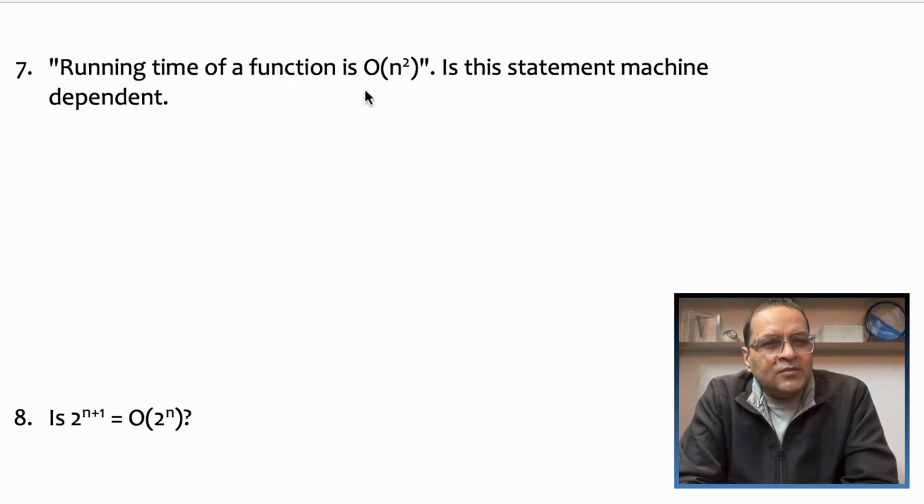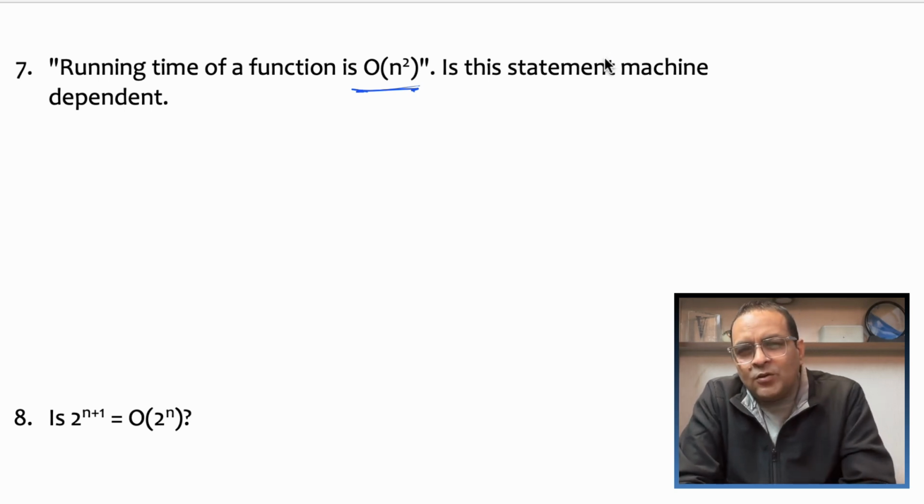Running time of a function is on the order of n square. Is this statement machine dependent? So this we have already discussed in the very first lesson in the previous section, that our aim of coming up with this asymptotic notation is to find a measurement of an algorithm which does not depend on the machine. So these asymptotic notations are all machine independent and they focus only on the growth of the function or the algorithm.